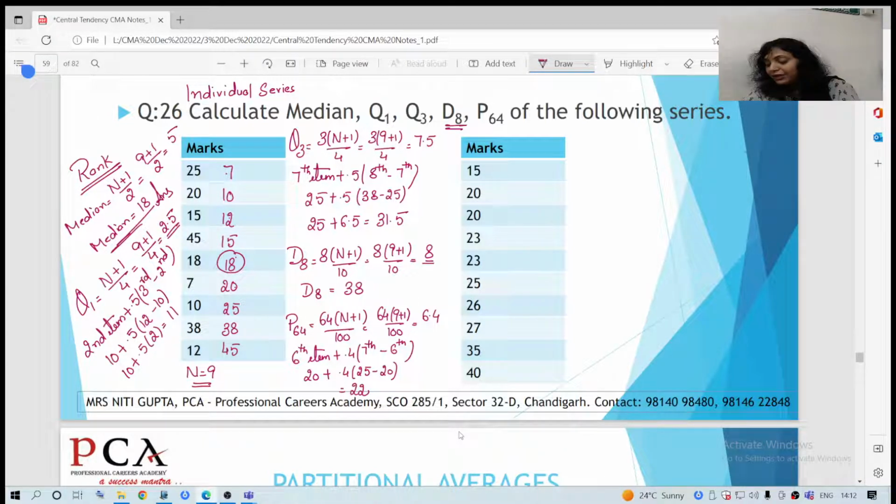So this is the way you can calculate various partition averages. If the rank is an integer, then simply the item that lies on that position is your average. If it is a real value, then take the item at the integer position plus the fraction part multiplied by the next item minus the item at the integer position. So this is your individual series.